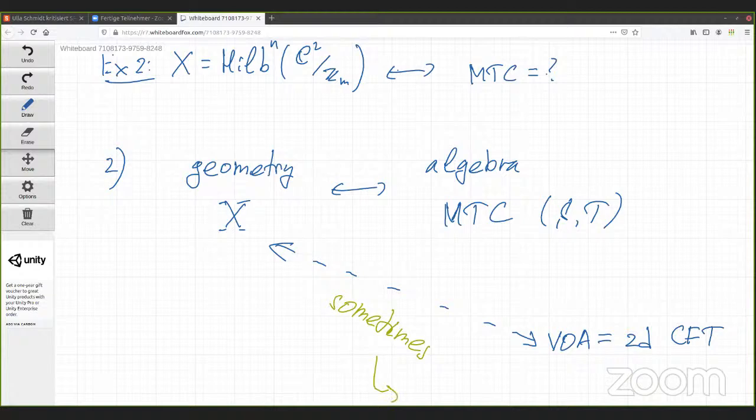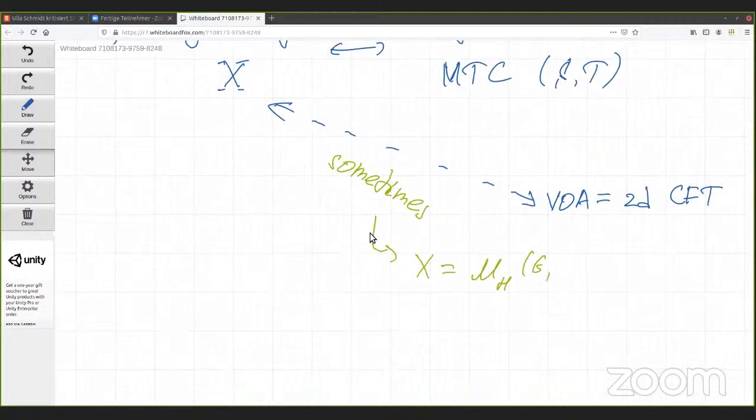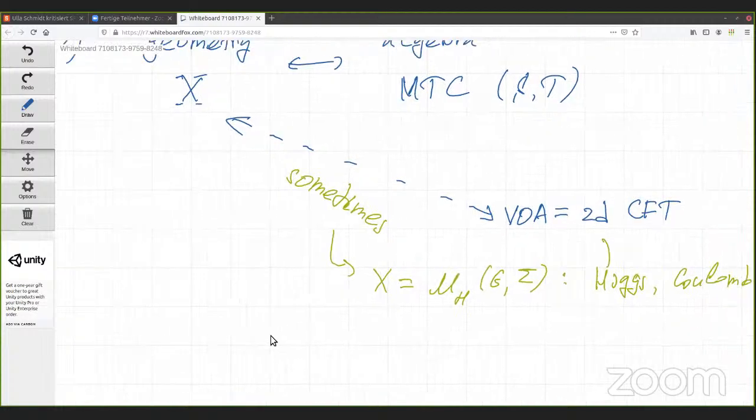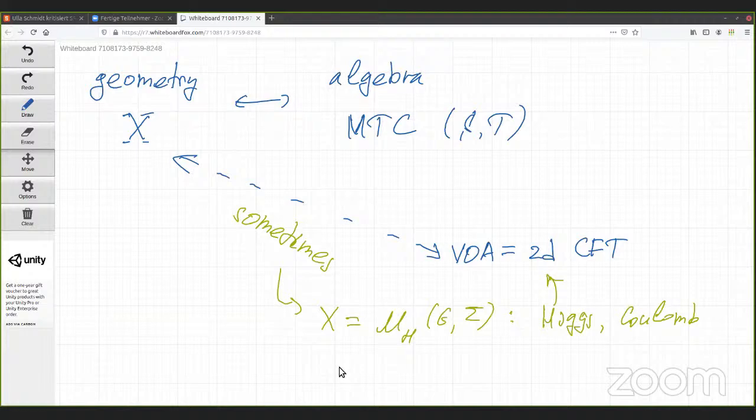So first of all, if X is the moduli space of G Higgs bundles on some Riemann surface sigma, then you get the story that involves both Higgs and Coulomb branches. So previous story was about the Coulomb branch, but now there is also a Higgs branch in the game. And it is the Higgs branch that determines this VOA, but again, we have no idea what the analog is in the case of Hilbert scheme. That's the example you just asked.